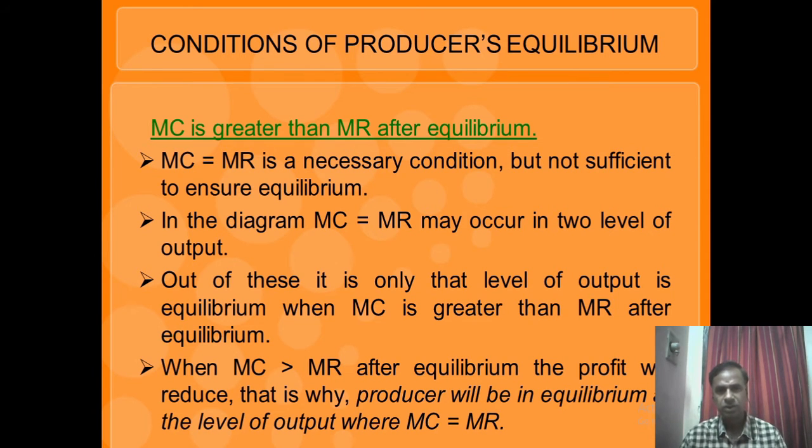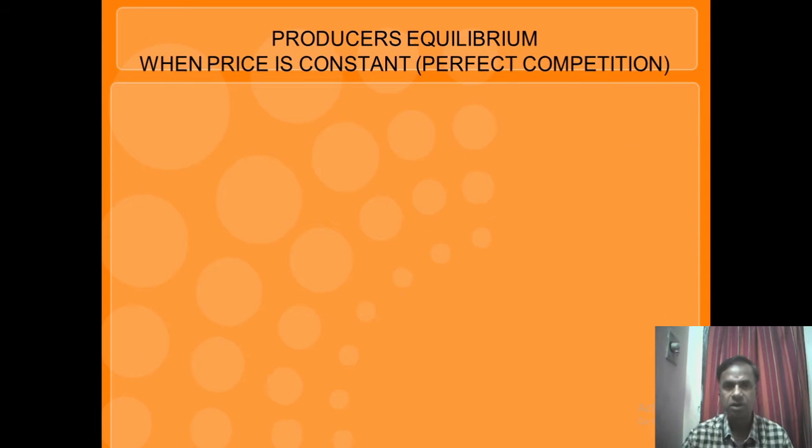So, the second condition to fulfill producer's equilibrium is MC is greater than MR after equilibrium. Suppose after the equilibrium, if the producer continues the production, his profit will reduce. So he will not continue and he will stay back in the position where MC is equal to MR.